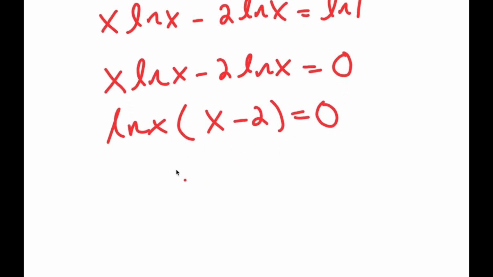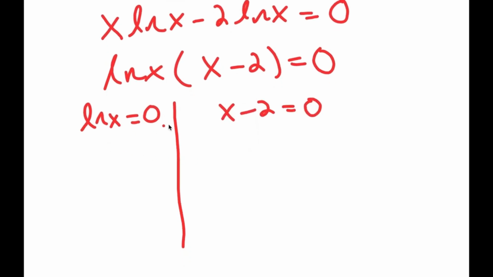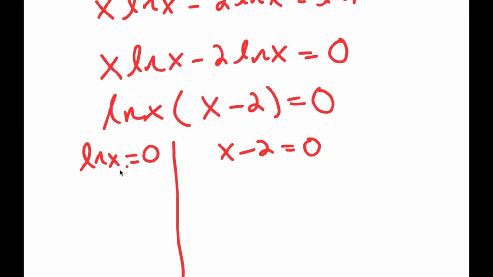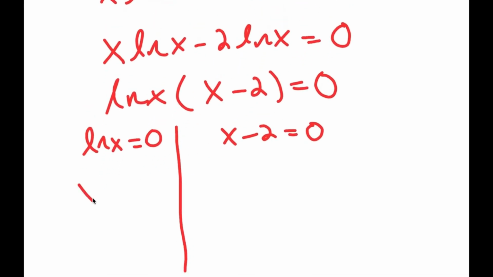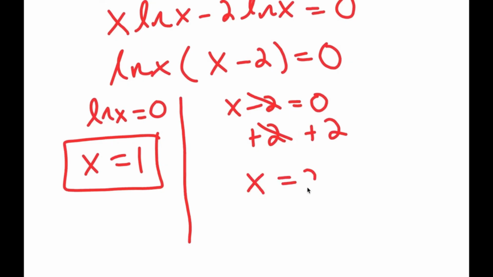And now I get two equations. I get ln x is equal to 0, and I also get x minus 2 is equal to 0. So for ln x equals 0, we already know that ln of 1 is 0, right? So x equals 1. That's one solution of x. And for x minus 2 equals 0, that's simple. All we have to do is add 2 on both sides. And I get x is equal to 2. So x equals 1 and x equals 2 are my solutions.